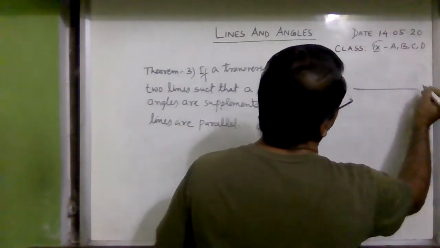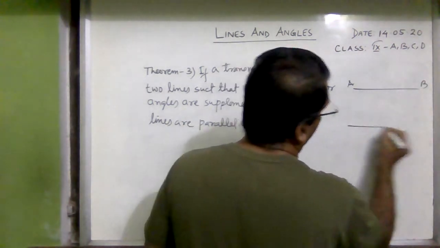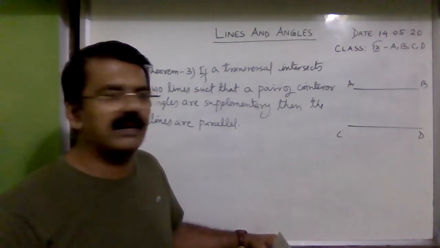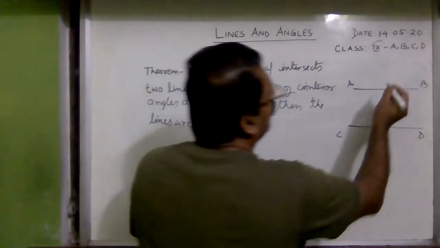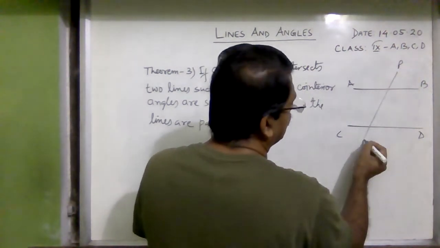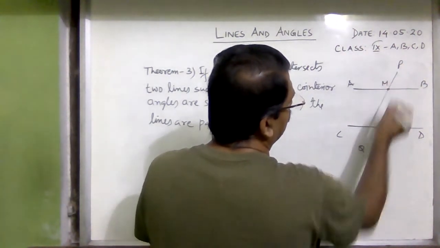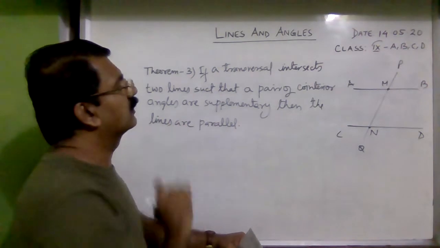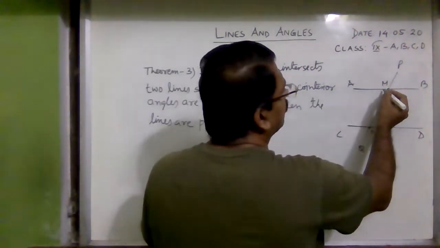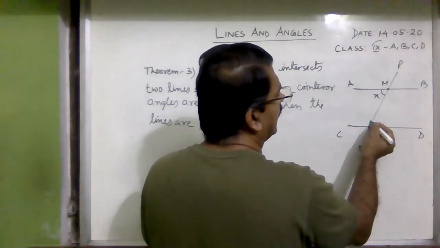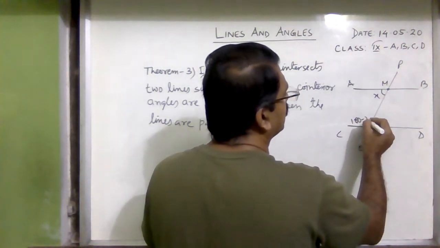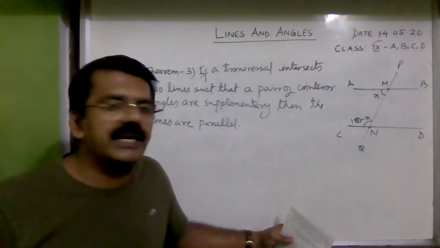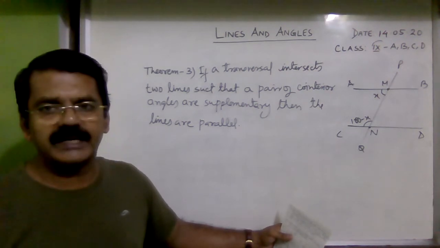Now see, AB and CD are two lines, although they look like they are parallel, it's not given that they are parallel. Now PQ is a transversal, this point is M and this point is N. Now they are saying that the co-interior angles are supplementary, means if this angle is X, then this angle will be 180 minus X, because it is given that they are supplementary, so their sum will be 180. So if one angle is X, then the other angle will be 180 minus X.